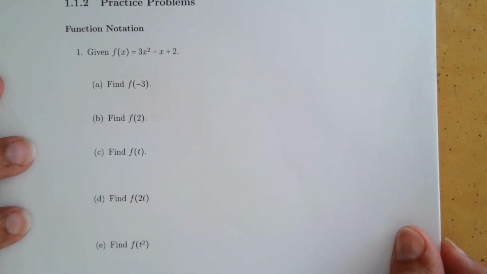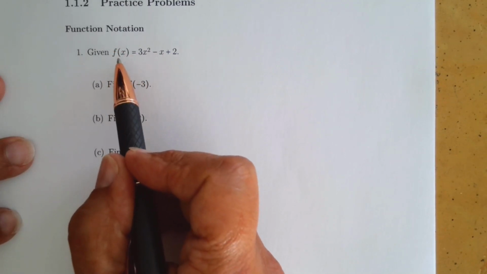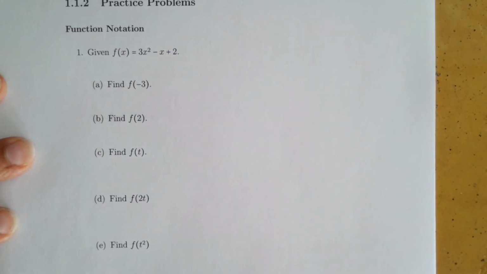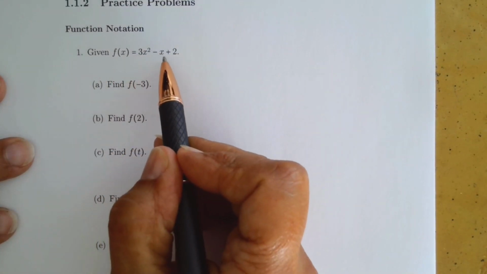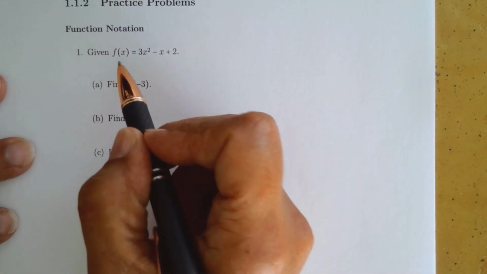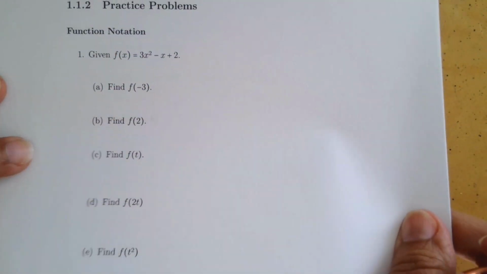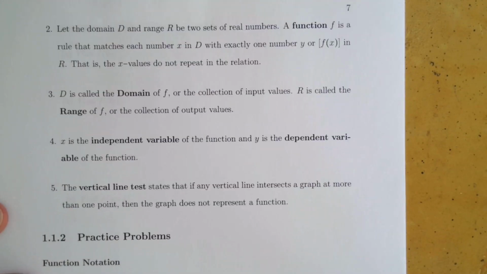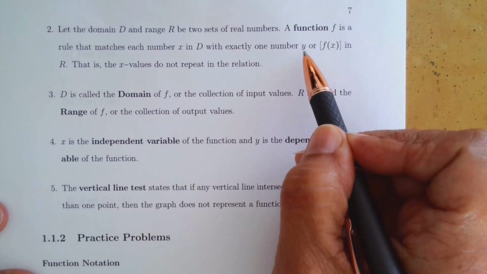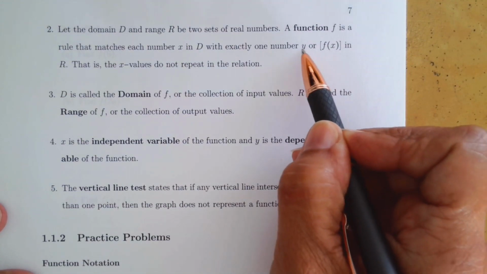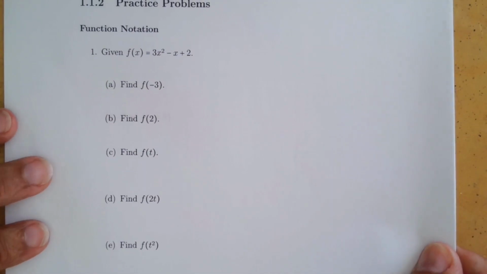So you're given a function. You read this f of x. Remember, that's function notation. That does not say f times x. That's f of x equals 3x squared minus x plus 2. And always remember that f of x is the same thing as y. Remember up here, it said that it had to match with exactly one number, y or f of x. These can be interchanged, okay? Always remember that. That's really important.